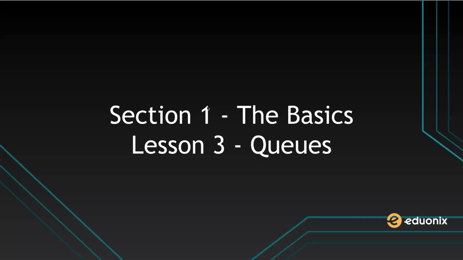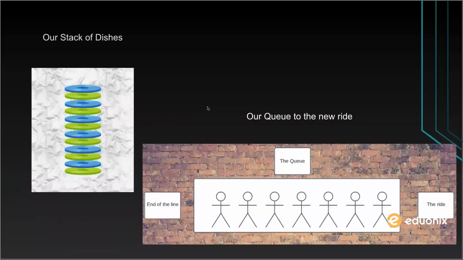So what are queues? Well, let's compare them to our stack of dishes. Remember, they were first in, last out, meaning when we piled our dishes up, the first one went down on the bottom, and the last one obviously went on the top, but we never take from the bottom of the dishes because remember, grandma would get mad. So we always took from the top.